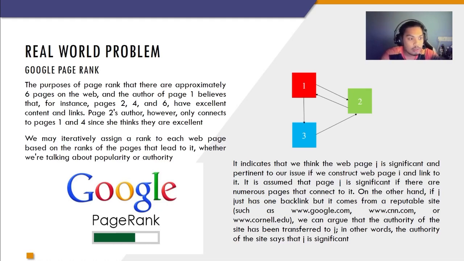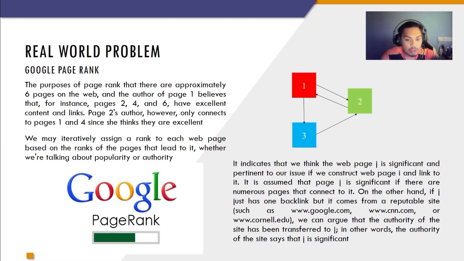Next, Google PageRank. Suppose there are approximately 6 pages on the web, and the author of page 1 believes that, for instance, pages 2, 4, and 6 have excellent content and links to them. The page 2 author, however, only links to pages 1 and 4 since they think those are excellent. We may iteratively assign a rank to each web page based on the rank of the pages that lead to it, whether we are talking about popularity or authority.